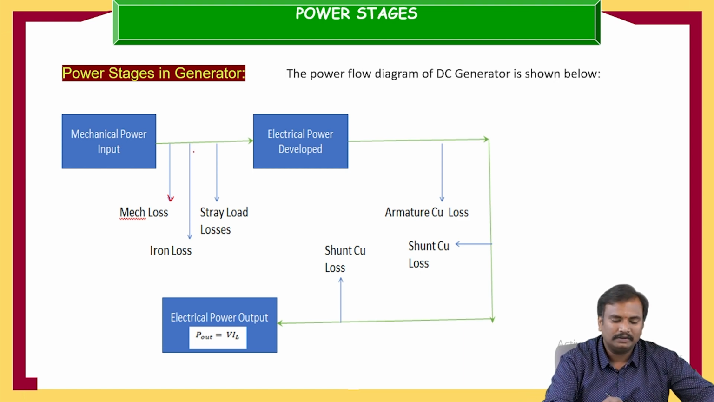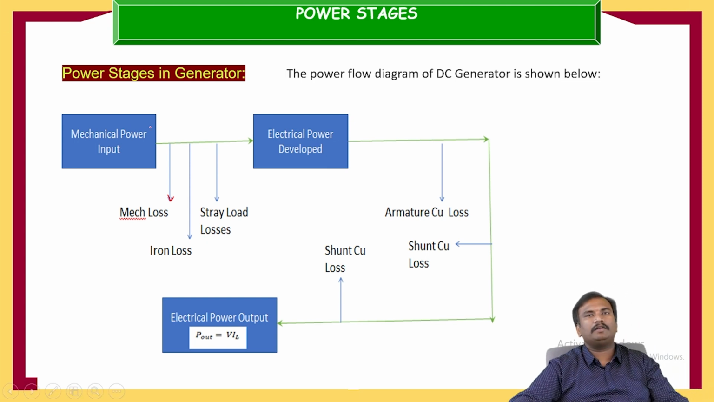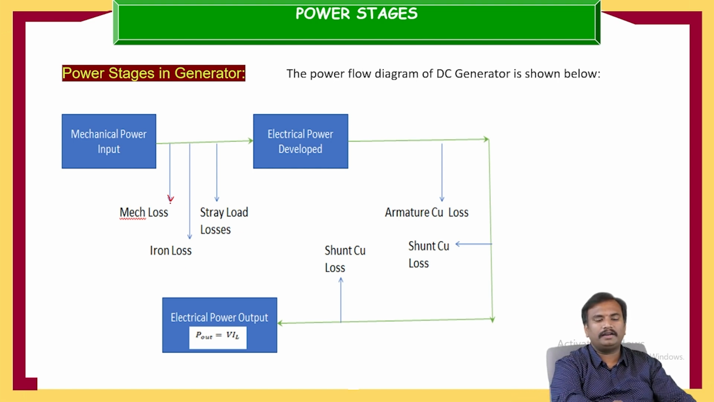And then after that we get the iron losses. This loss is in the magnetic core. The stray load losses and iron losses are in the magnetic core. We get these losses after reducing them from the mechanical power input. The mechanical, iron and stray load losses, these three are the constant losses. After deducting these three losses from the mechanical power input, we get the electrical power developed.